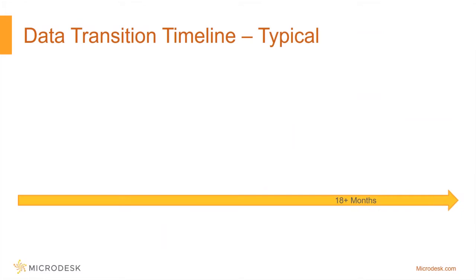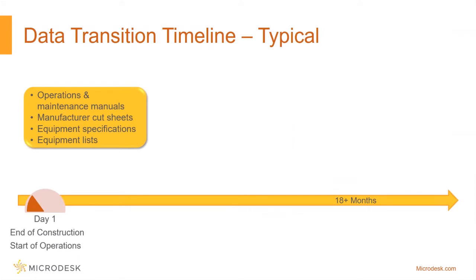In that handoff between construction and operations, we typically look at an 18-month time period. We talk about day one operations support, which is the end of major construction and the start of operations. During that time, the operators of the facility are looking for the O&M manuals, the cut sheets, the equipment specifications, even just a plain list of equipment. That's what they're expecting to get.